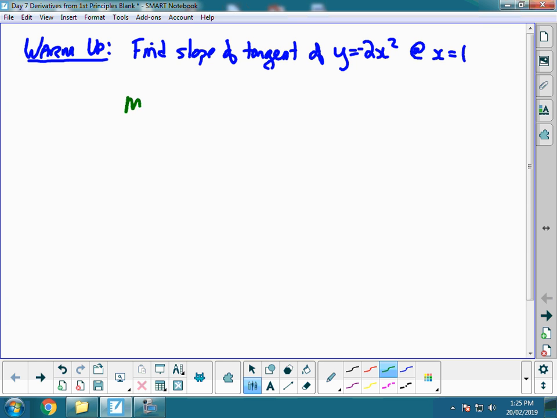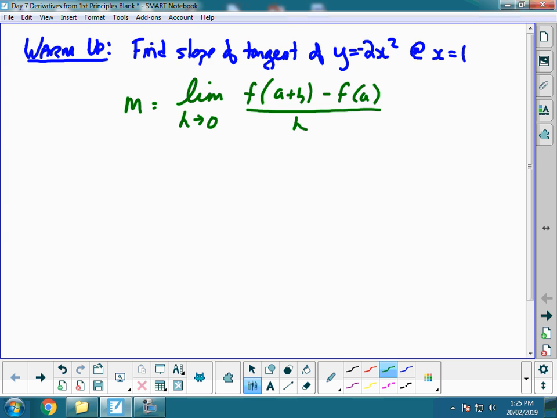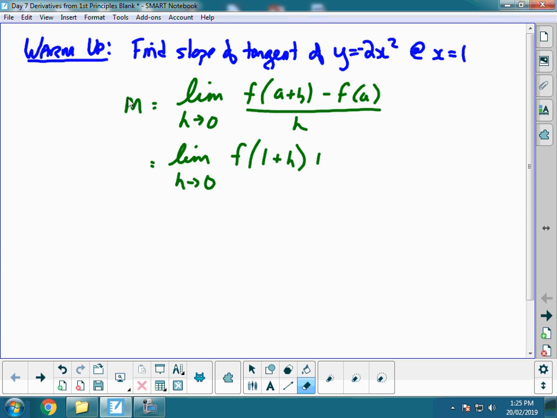So we're finding our slope, and remember, our new formula then is the limit as h approaches 0 of f at a plus h minus f at a all over h. In this particular example, I'm asked to find the slope of the tangent at 1. So it's going to be 1 plus h minus f at 1 all over h.